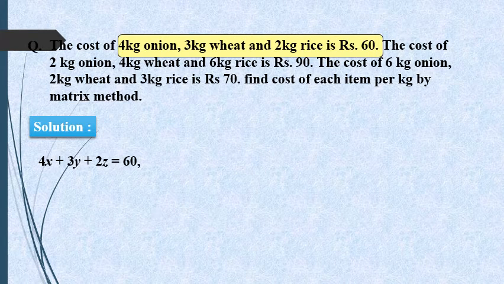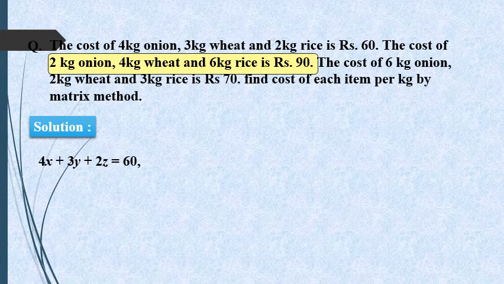So 4 kg onion will be 4x, cost of 3 kg wheat will be 3y and cost of 2 kg rice will be 2z. So on adding all the three prices, the amount equals to 60. So the first equation will be 4x plus 3y plus 2z is equal to 60.